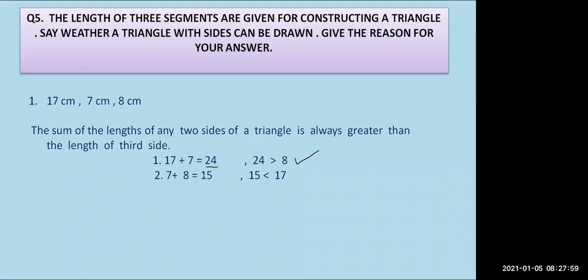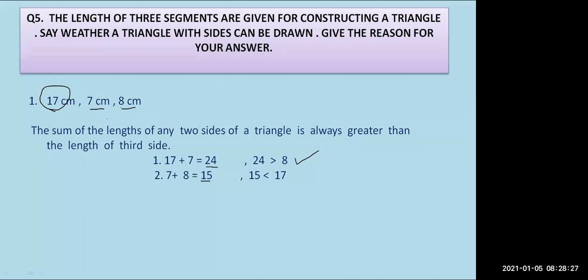Let's see the second. If I'm adding 7 plus 8, the other sides. 7 plus 8 gives me 15. 7 plus 7 is 14 and plus 1, 15. So my answer is 15. But the third side after 7 and 8, my third side is 17. 15 is less than 17.